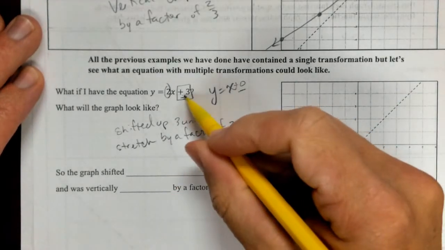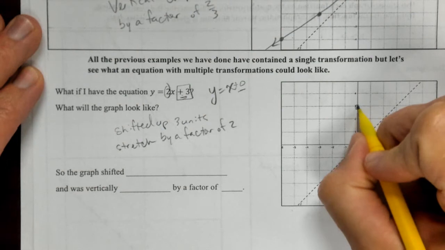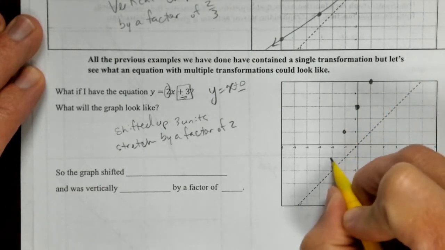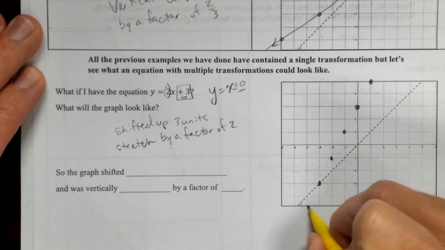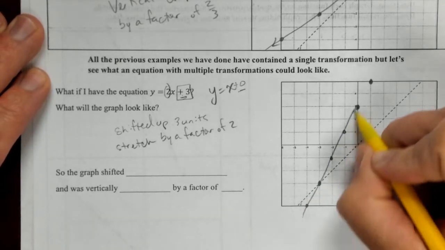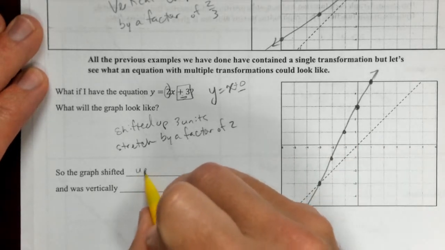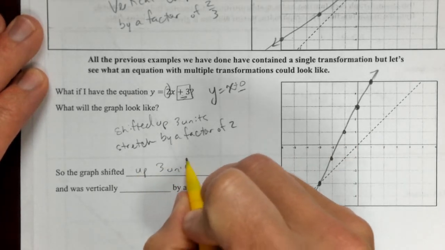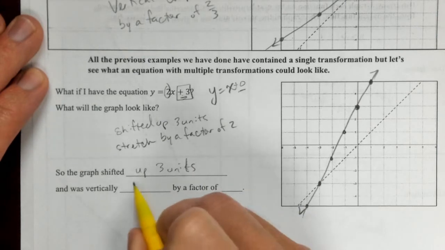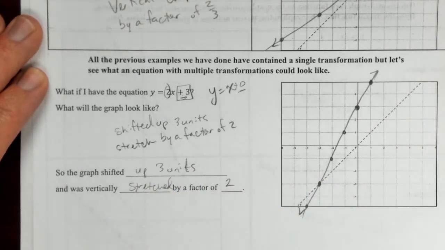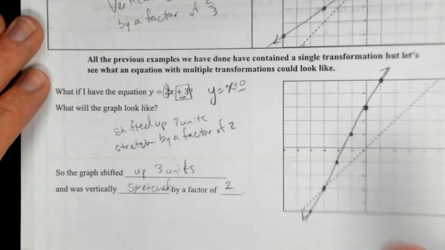So to graph this, we have a y-intercept at positive 3. We're going to go up 2 over 1. So there's your new line. So the graph shifted up 3 units and was vertically stretched by a factor of 2.